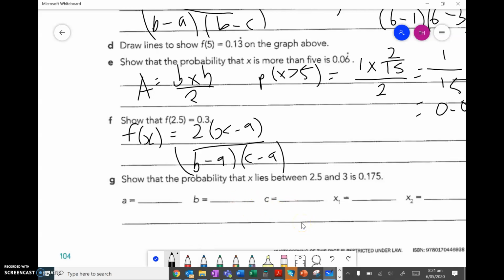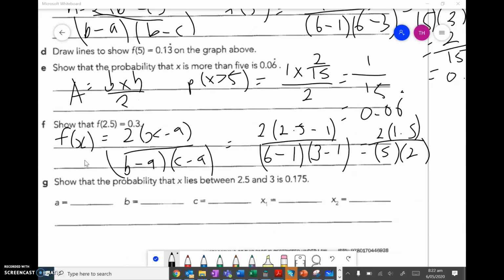Okay, I'm going to substitute everything in. I know that x is 2.5 because that's what I'm trying to work out. So I've substituted everything in into this formula. Only thing that's tricky is knowing that the x is 2.5, the x is this value here. Otherwise, a and b and c, you know from the beginning.